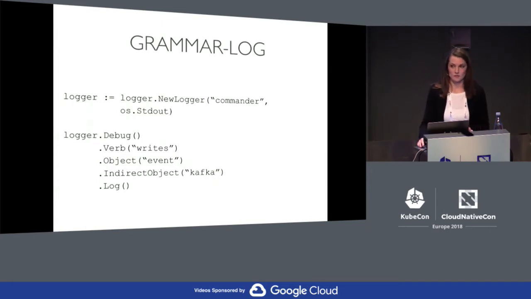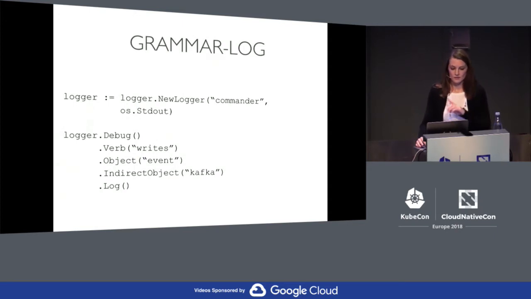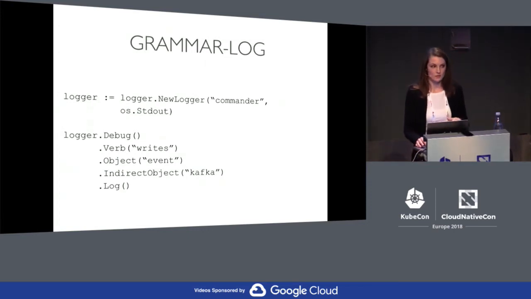So grammar log is a proof of concept logging library I created. It extends LOGRUS, so I'm using their structure and their fields and applying a grammar. At the top you see I'm creating a new logger, and the first argument is commander. It's my originating service, so this is the subject. And the second argument is the destination for my logs. Your service is always going to be the same, so you don't need to set the subject with every log you're creating. We set it once here and also set the destination once.